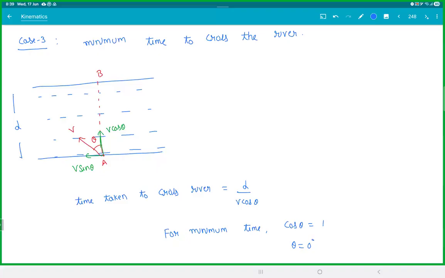It kind of makes sense, isn't it? If you just want to cross the river in the minimum time, why should you waste your speed fighting with the river? Use all your velocity to cross the river. So the minimum time would be, so this is what would happen. So you just have to swim straight. Forget about the river. You swim straight.